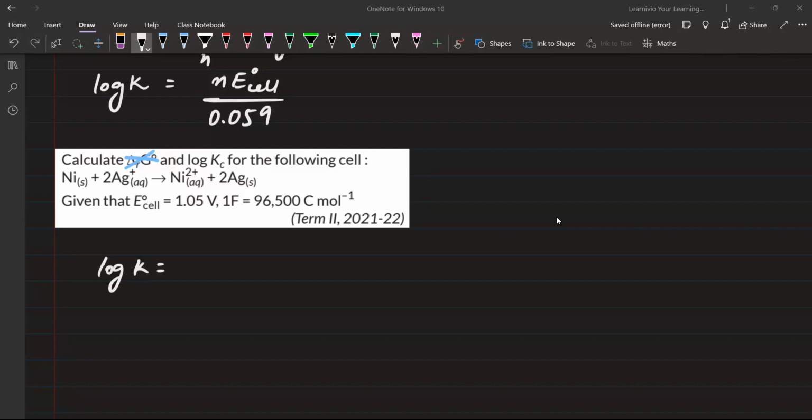N is नंबर ऑफ इलेक्ट्रॉन्स. इसके लिए क्या करते हैं बताओ. Number of electrons, how do we calculate? n क्या नंबर ऑफ इलेक्ट्रॉन्स है ना. 2 हो गया into... Yes, sir. 1.05 divided by 0.059.